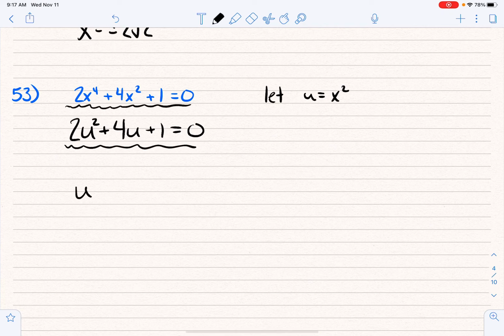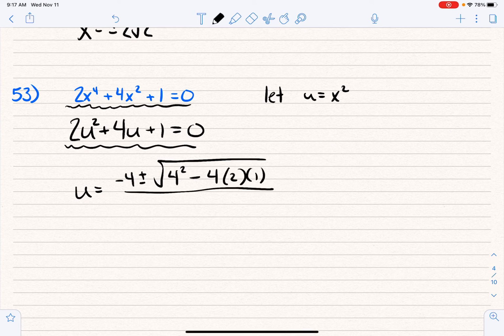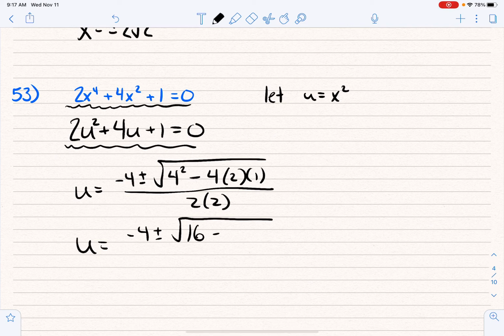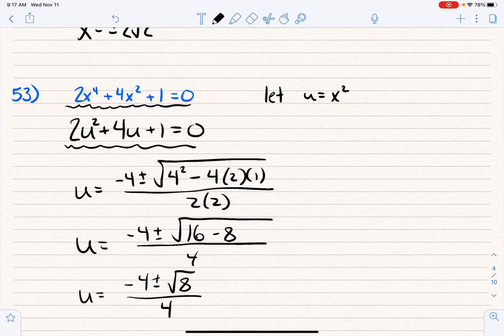So then I get u equals negative b plus or minus the square root of b squared minus 4ac all over 2a. So I get u is equal to negative 4 plus or minus the square root of 16 minus 8 all over 4, which would be u is equal to negative 4 plus or minus the square root of 8 all over 4. Okay? And so that's what x squared is equal to. Ugh, what a mess.